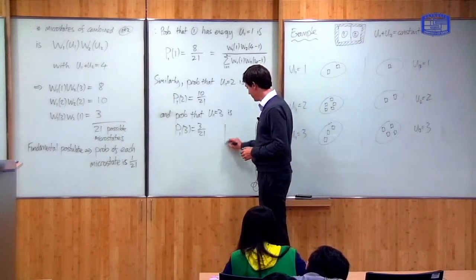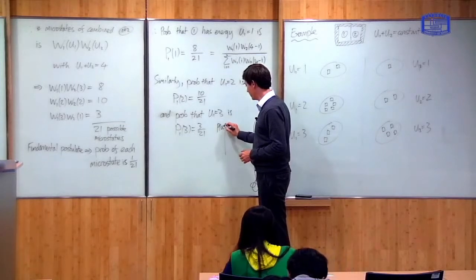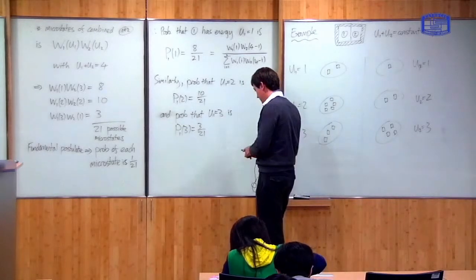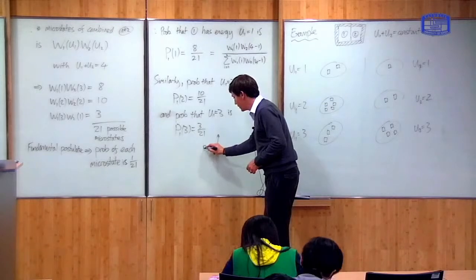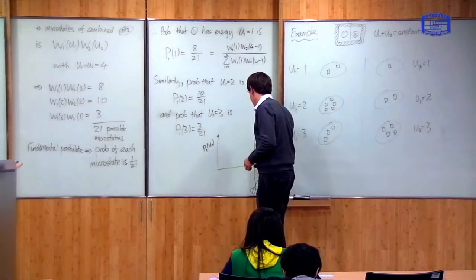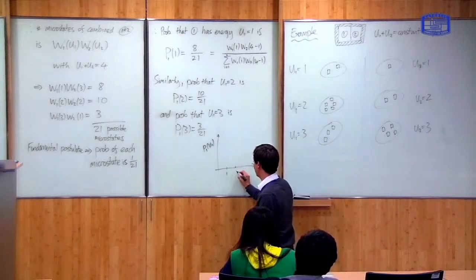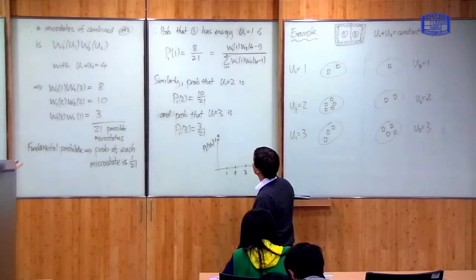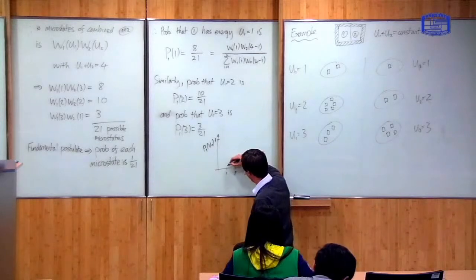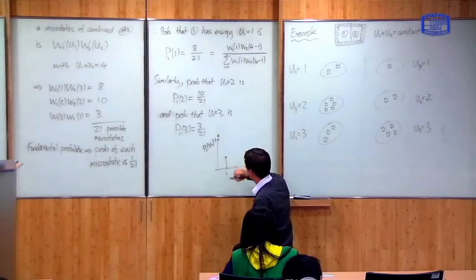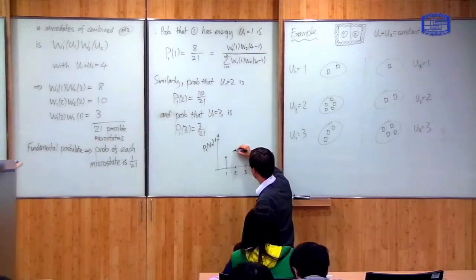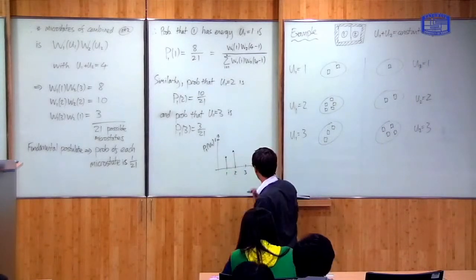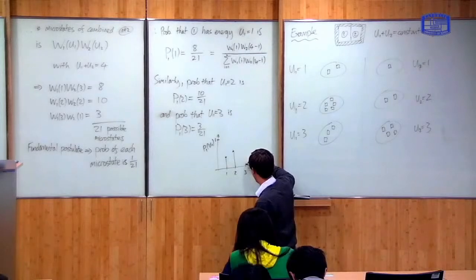Okay, so I can draw this on the graph. Probability of U1, and it has 3 possible values, which are 1 or 2 or 3. The probability that it's equal to 1 is 8 over 21. That's about 0.4, so that's somewhere about here. The probability that it's equal to 2 is 10 over 21, so that's about a half, that's about here. And the probability that it's equal to 3 is just 3 over 21, that's a seventh, that's about 0.15, so that's about here.